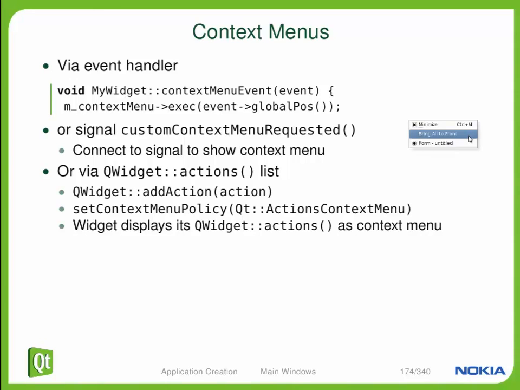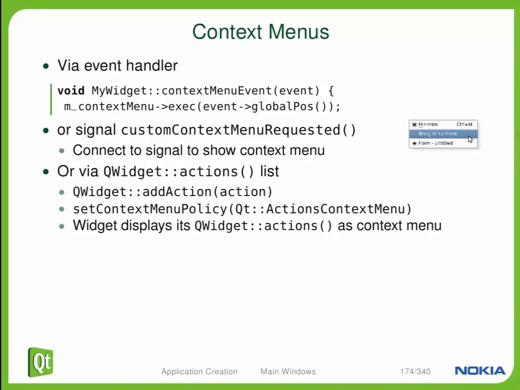And you can have the ability to pop up these context menus in a few different ways. First, there is an event. Just like if you wanted to handle a mouse press or a key press, you implement an event. Likewise, QWidget has the context menu event. In here, you will be given a global position at which you can pop up a QMenu.